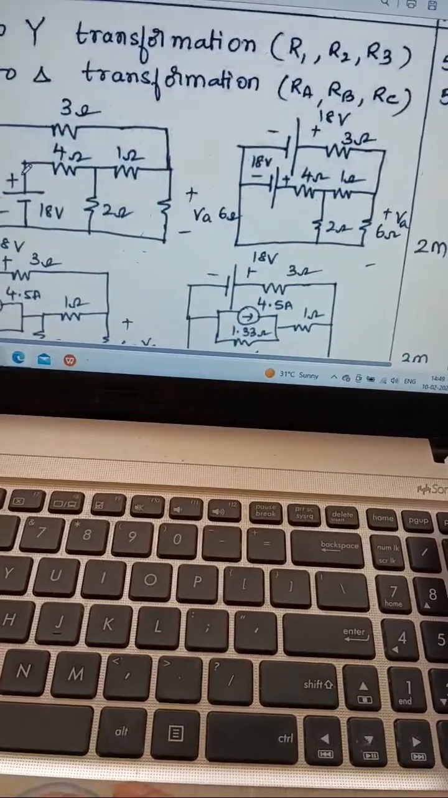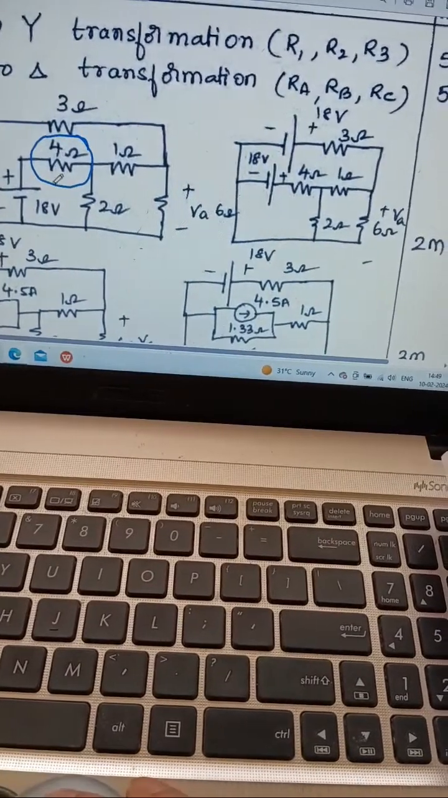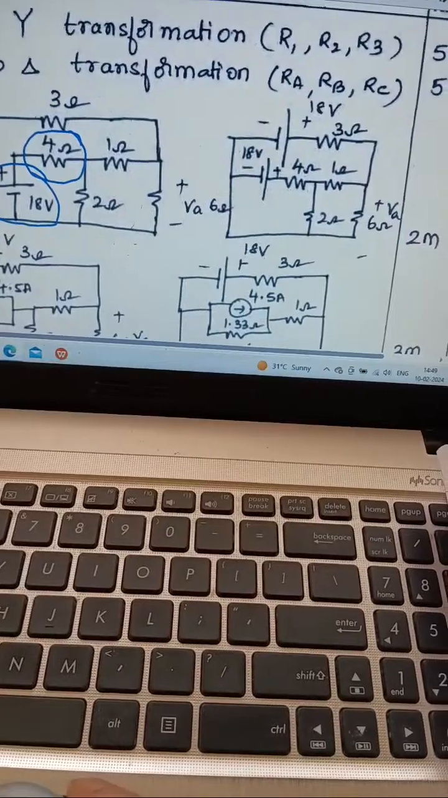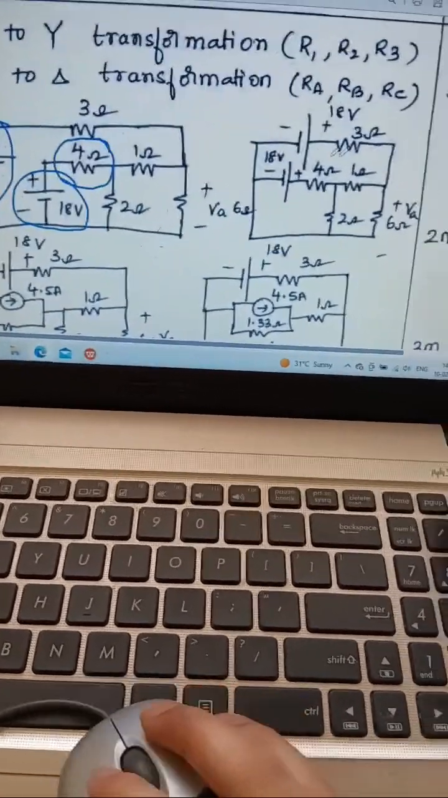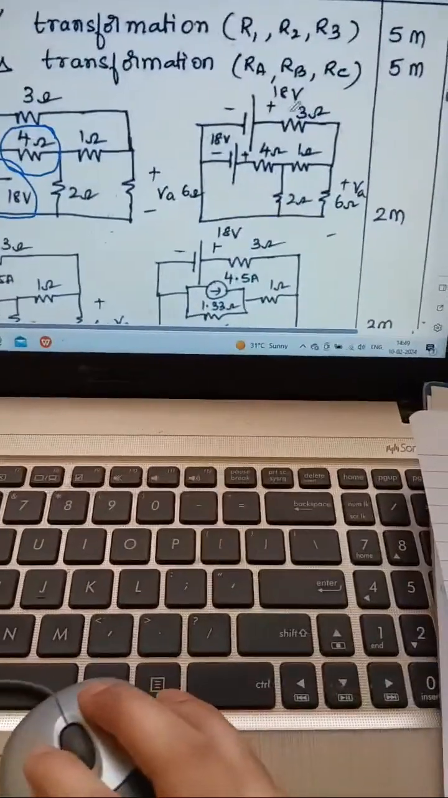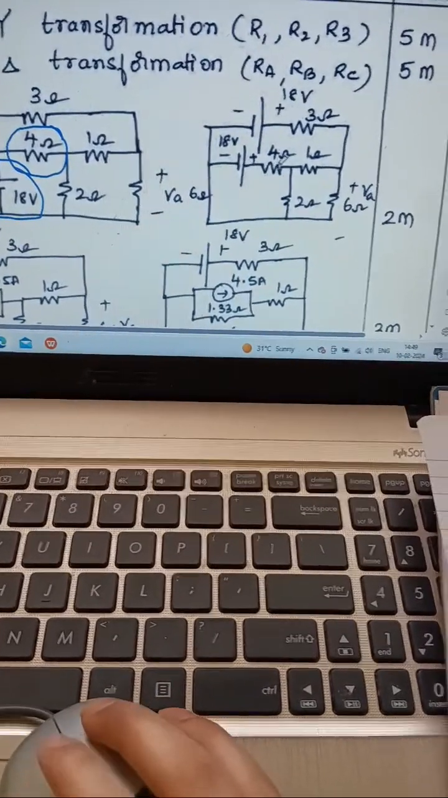See here. Did you see? So I told you, right, 18 volt is shifted to 4 and 3. See here, this is for 4 and this is for 3. After that you are going to simplify according to the question. You have to write like this. You can write it like this. See, 18 volt is connected to 3 and 18 volt is connected to 4, right?